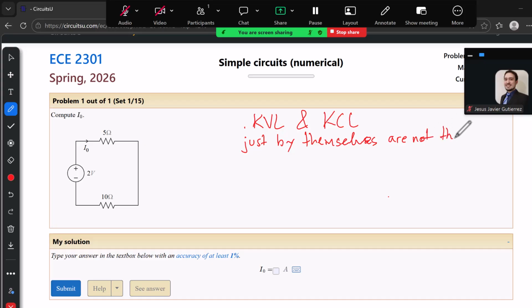What they are useful for, or when they are useful, is when we assign a relationship between them. And the relationship in devices and in materials in general is this little formula, which is Ohm's law.